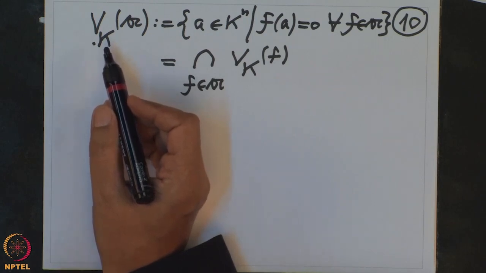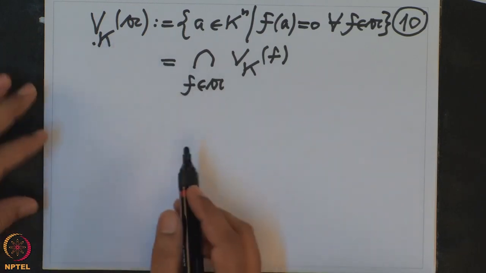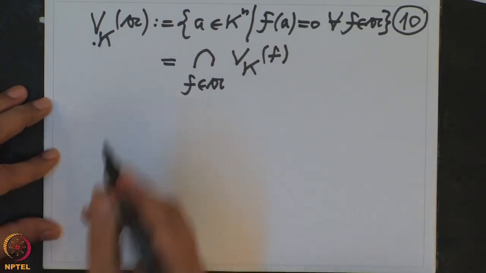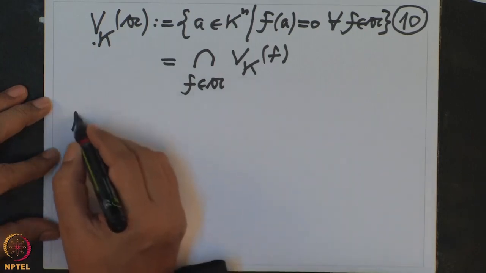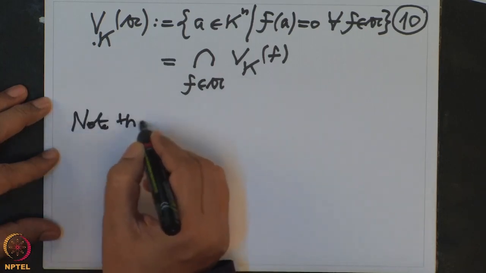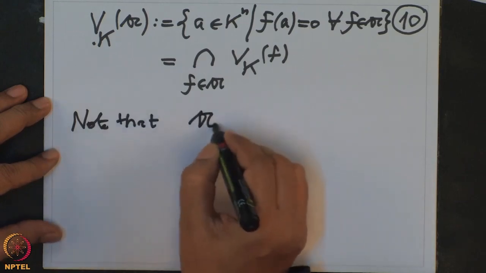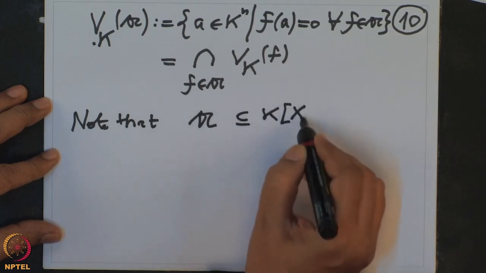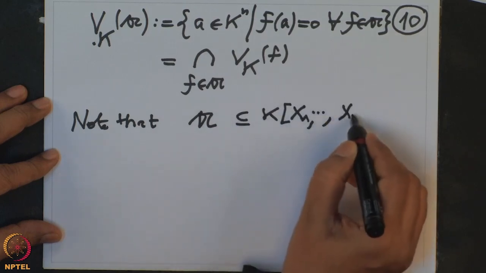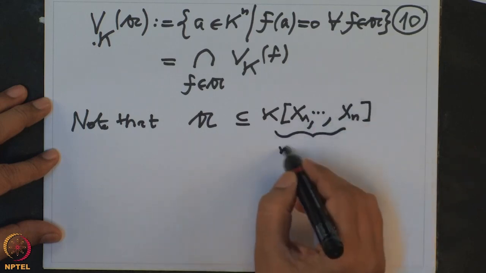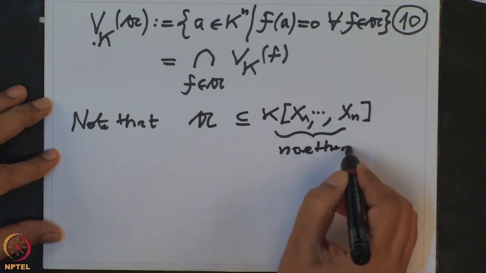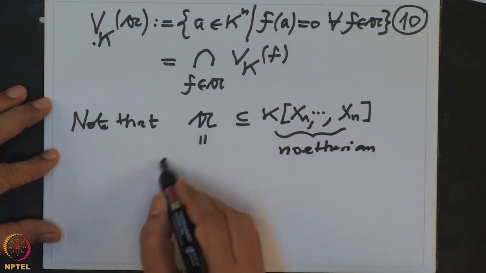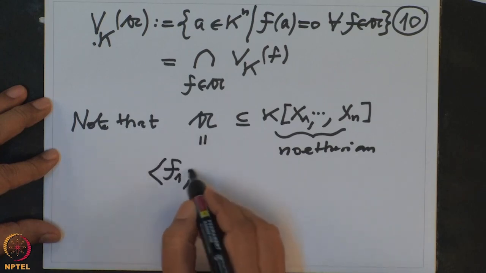So, for example, let me write in the form of a proposition. Before I write that, note that A is an ideal in the polynomial ring, and we know the polynomial ring over a field in finitely many variables is a Noetherian ring. This ring is Noetherian. Therefore, every ideal is finitely generated. So this ideal is finitely generated. It is generated by F1 to FR.